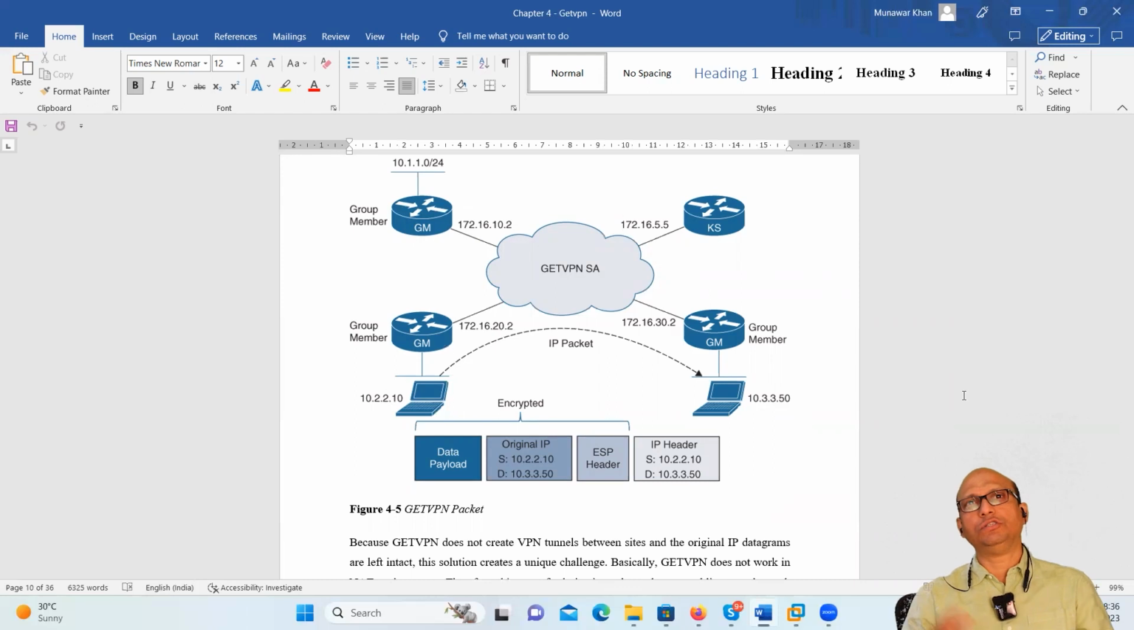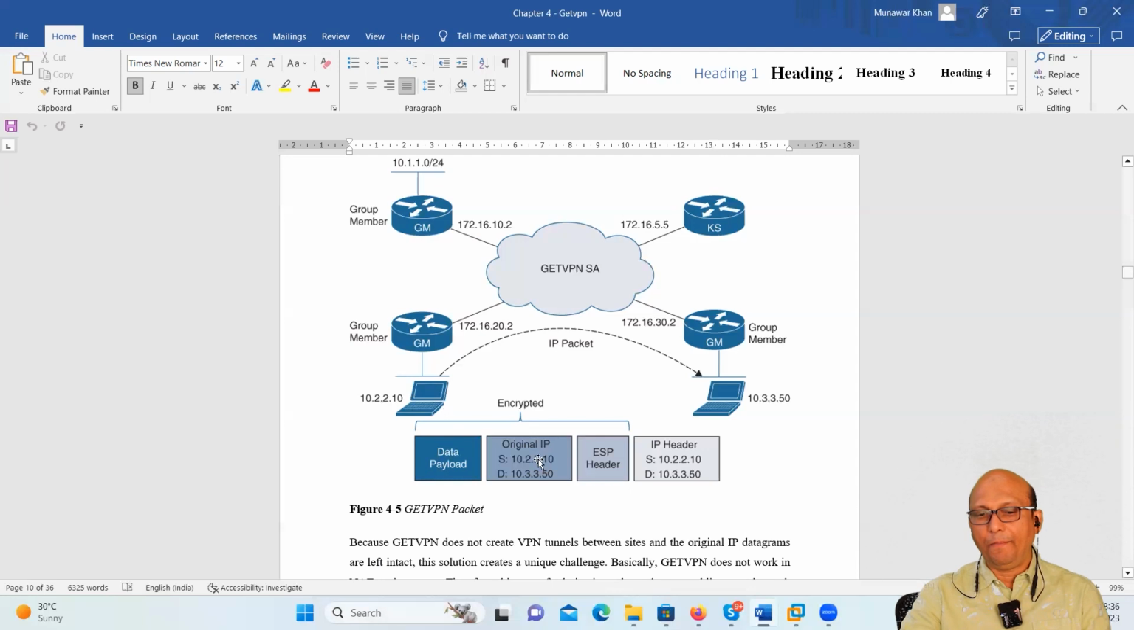And why do you want to secure this KS? Because this is the router which is going to distribute keys to the trusted group members who are participating in GETVPN. So you can see in the diagram that 10.2.2.10 is trying to send some material to 10.3.3.50. The data payload gets encrypted. The original source IP address is 10.2.2.10 and the destination is 10.3.3.50, and the IP header is the same. See, this is a tunnel-less protocol.